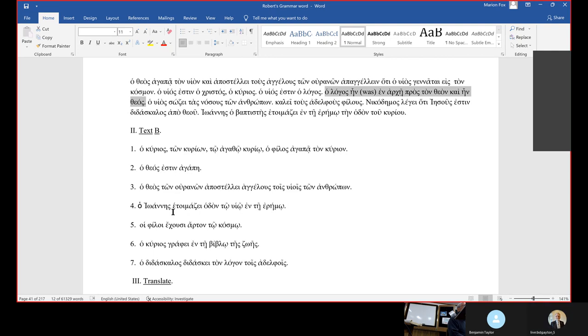In the beginning was being the word. The word was being in the beginning, and toward God, with God, and was being God. He was being deity. And so I like the being there because it really stresses his existence in the beginning. And it's part of the eimi, the being verb, eimi.